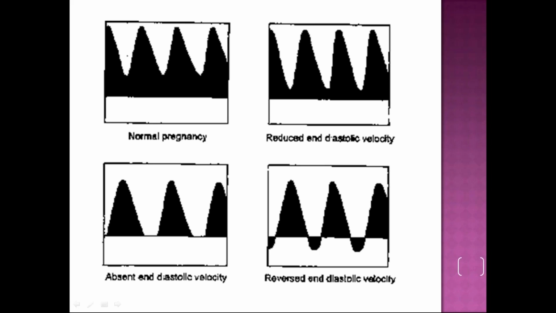Again, in certain conditions, when the baby is severely affected, we will find absent diastolic flow. Here there is no diastole, which means there is no flow during diastole and the baby is not getting any circulation. Then there is reversed flow, where the blood is also coming backward. That is reverse diastolic velocity. Most of the time the baby will die within a short time. So this is normal, decreased, absent, and reversed. Sometimes you will get an MCA question in your postgraduation also.